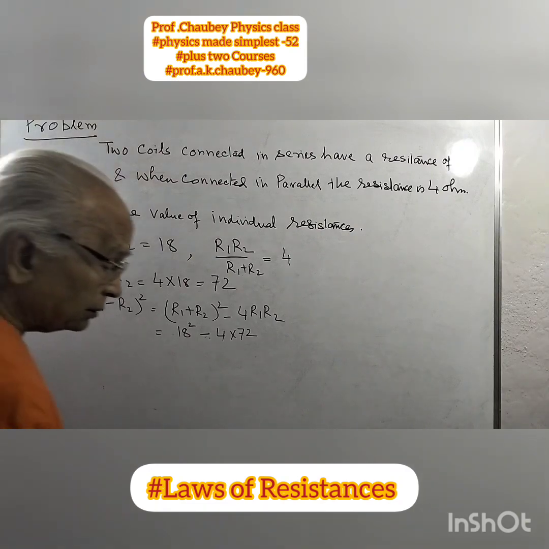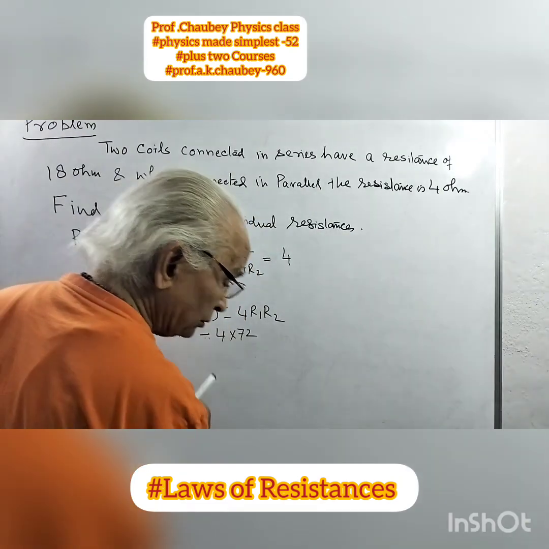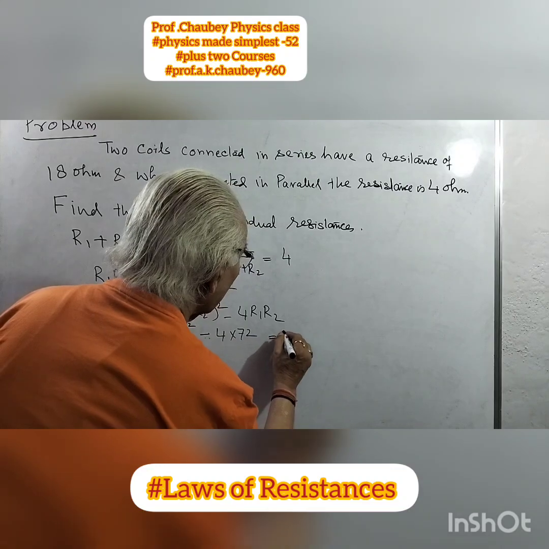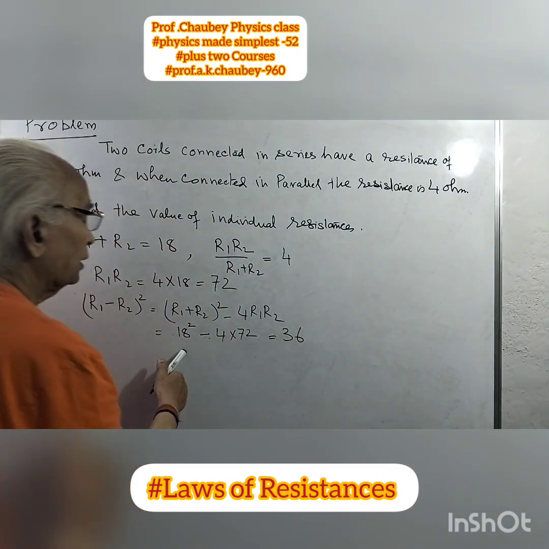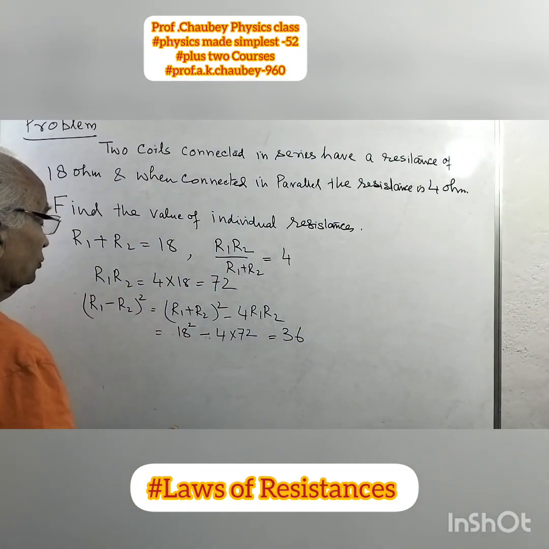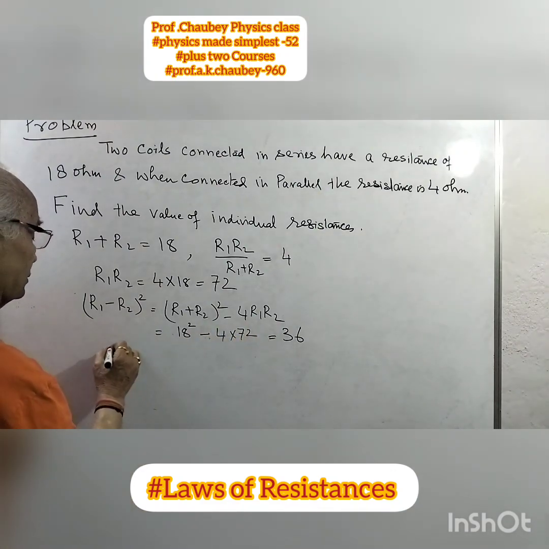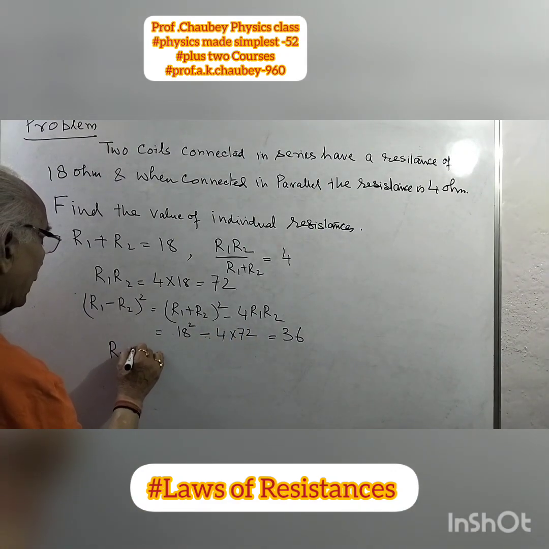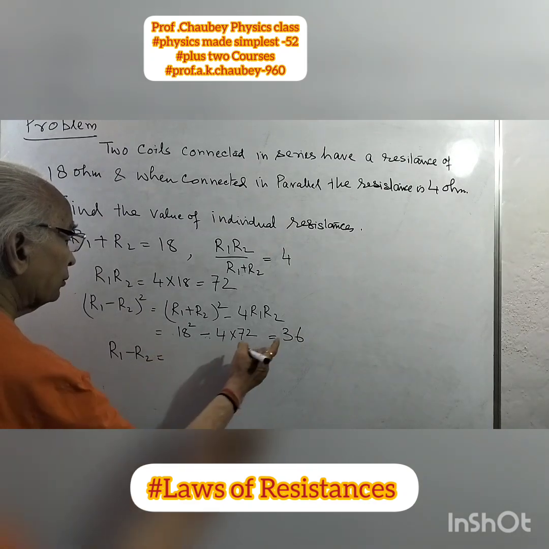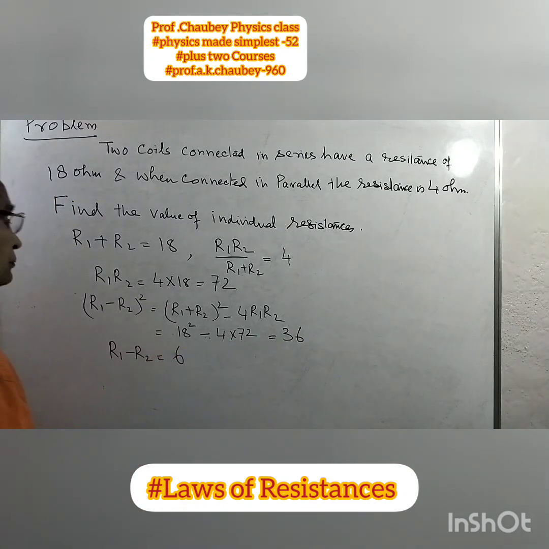So you can solve this. 18 square minus this becomes 36. So R1 minus R2 square is this. So R1 minus R2 is under root of this, so that becomes 6. So R1 minus R2 is 6, and R1 plus R2 is 18.